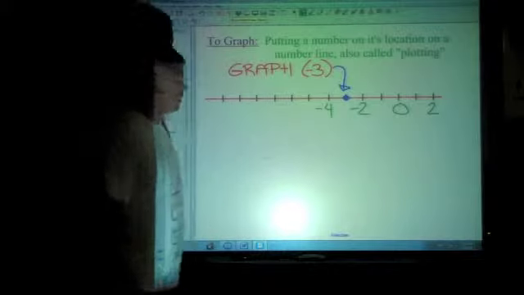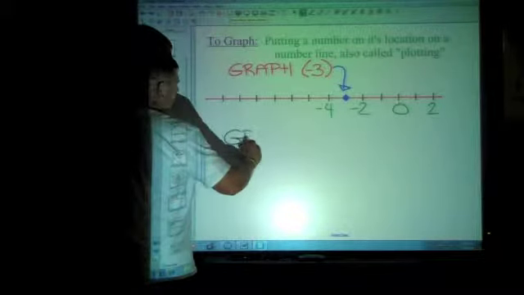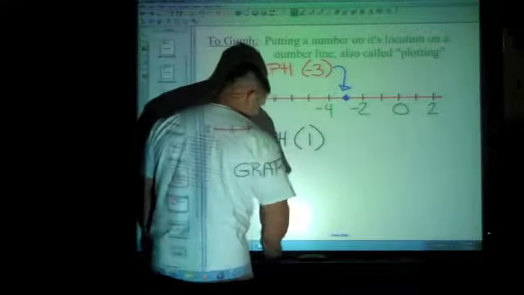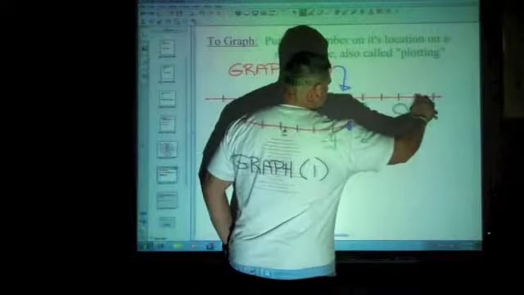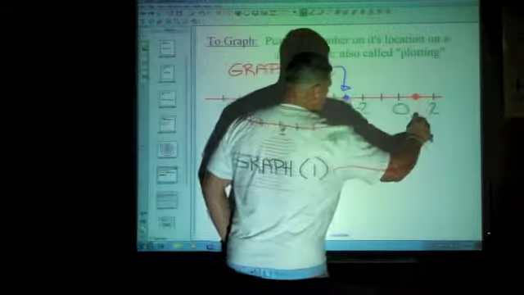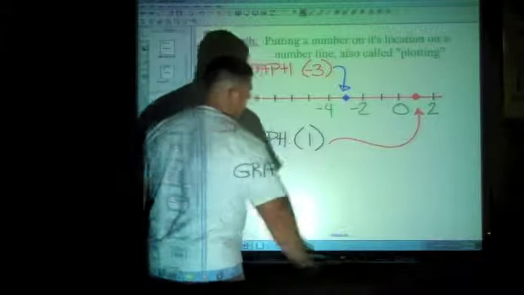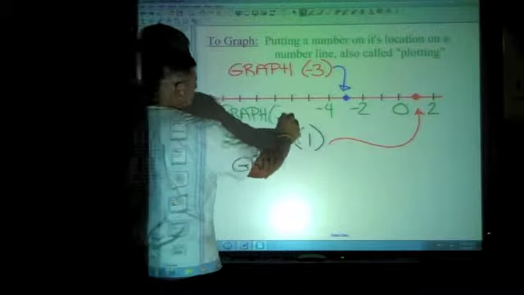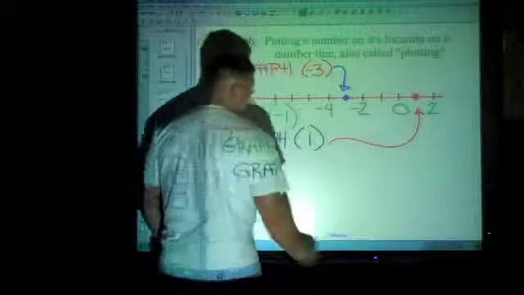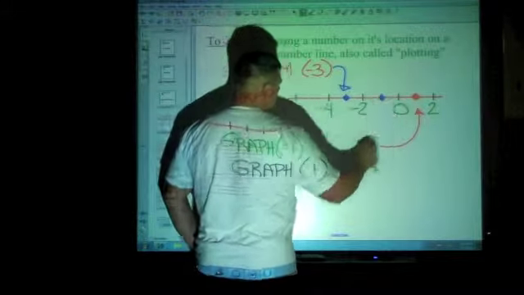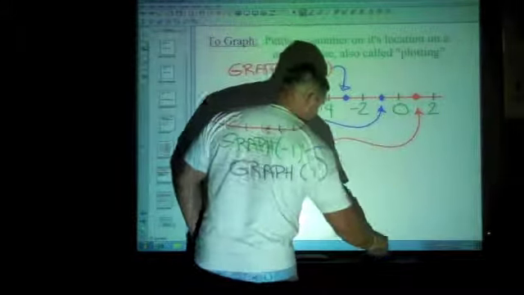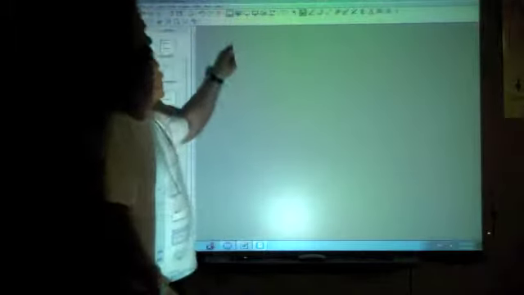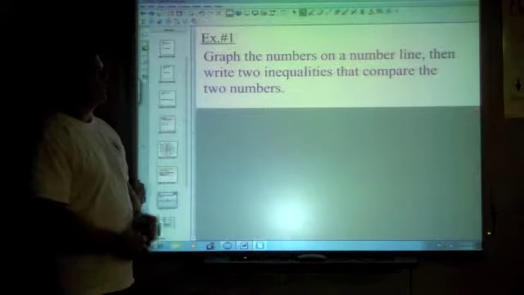You can graph more than one number. You could say graph 1. Okay, if I graph 1, that's right here. Maybe it says graph -1. If I graph -1, -1 is right here. So you can graph many numbers on a number line.